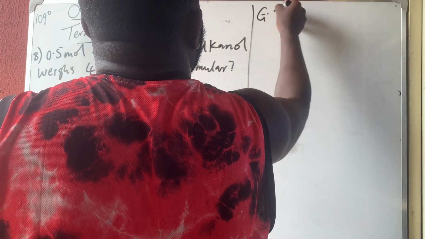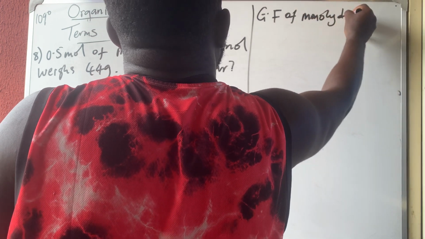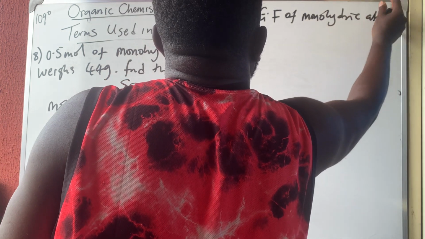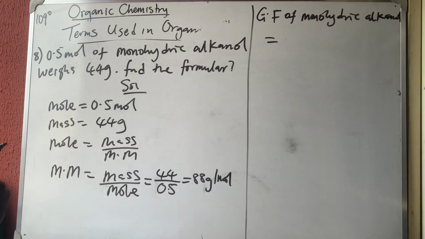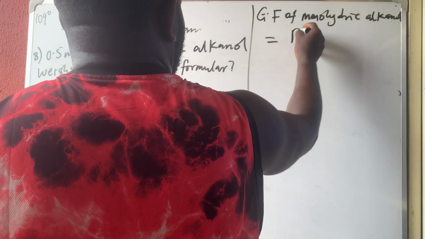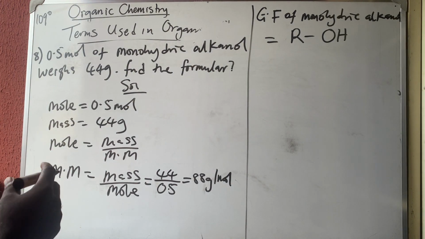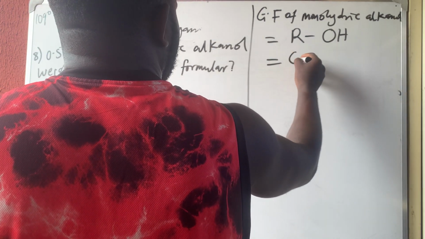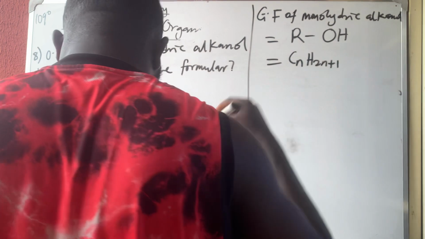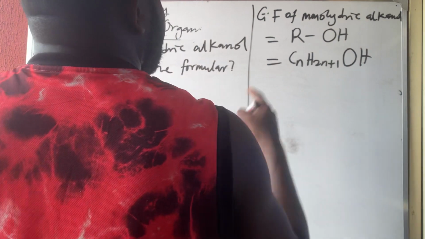The general formula of monohydric alkanol, okay, is what? Can we remember the formula? That is ROH. Yes, this is ROH. So what is my R? Don't forget that R is methyl. Methyl is CnH2n plus 1. Yes, CnH2n plus 1. Then put your OH.